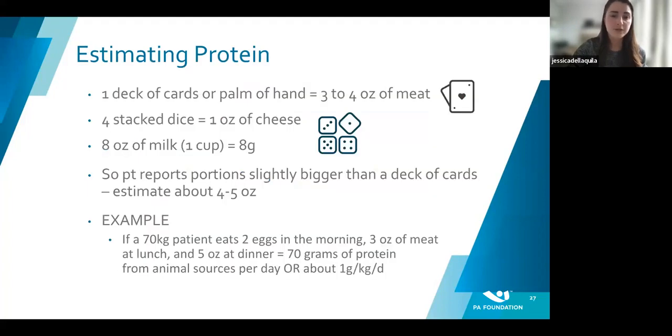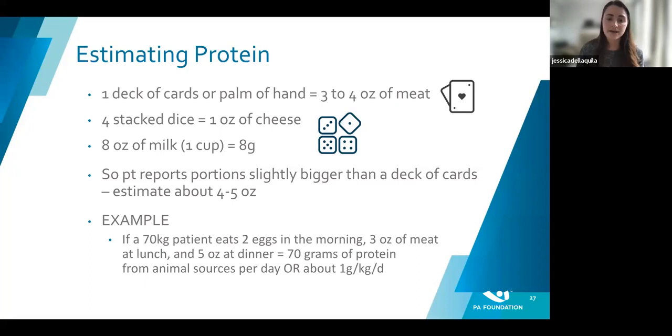So estimating protein, this is again important because it goes over the issue of portion and size control, which in the United States, we have a very skewed portion control system. So it's important to reiterate this. So one deck of cards, I actually prefer that over the palm because everyone has different size hands. So a deck of playing cards is an appropriate amount of meat, and that's 3 to 4 ounces.